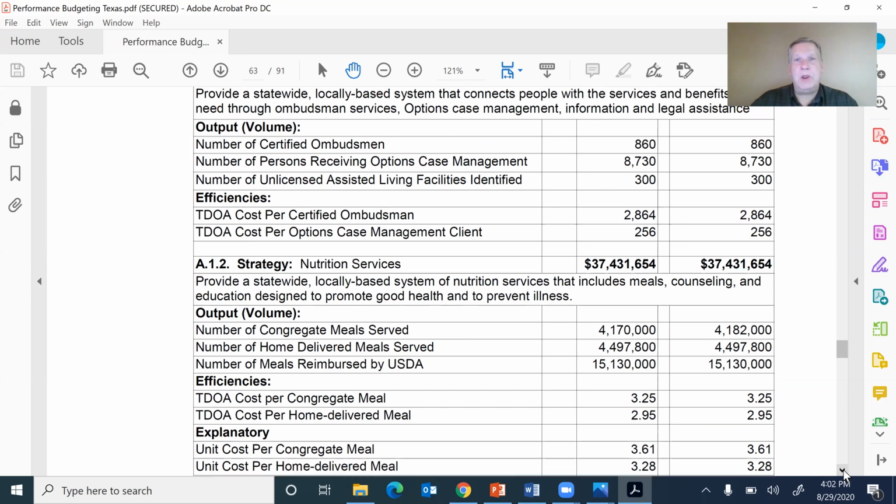If that per unit cost is increasing compared to last year, that would probably signal us to ask some questions as to why it's increasing. Is that increase just a function of inflationary influences, or are those increases because we are not being as efficient as we possibly could be?